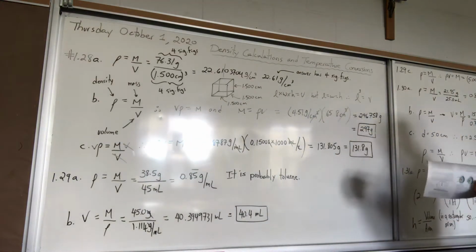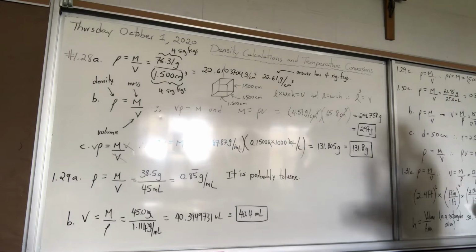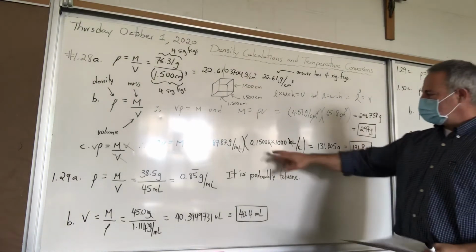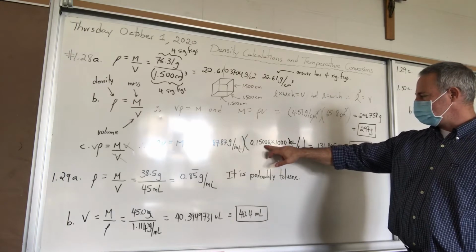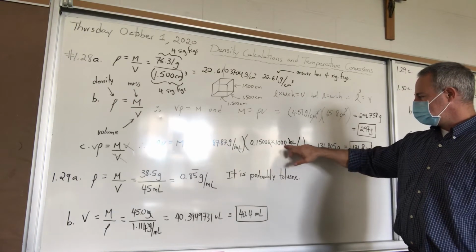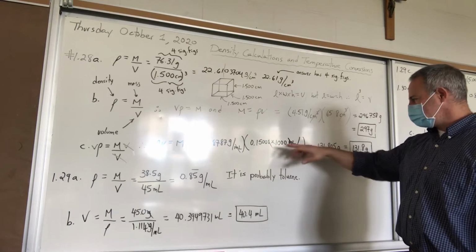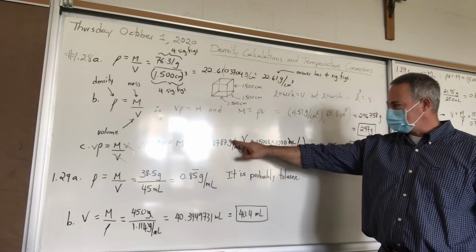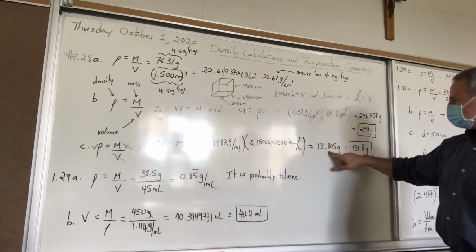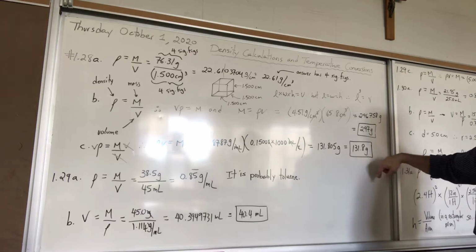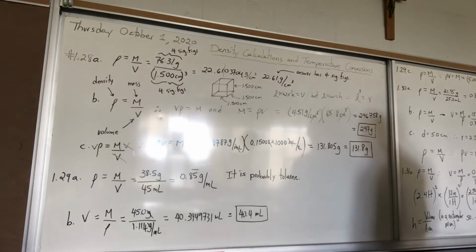So 0.8787 grams per milliliter is the density of the benzene. And you have 150 milliliters, which is 0.15 of a liter. Multiply that by 1,000 milliliters per liter. Cancel all the units that you can. The only thing you're left with is grams. So you get 131.805 grams of benzene, and then you reduce it to the 4 significant figures that you're allowed to use, because that's what all the numbers are up to. And that's the answer, 131.8.